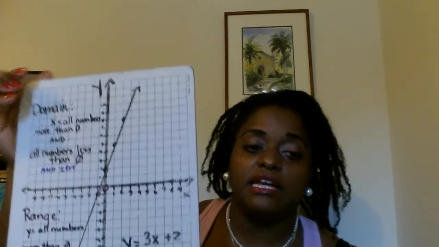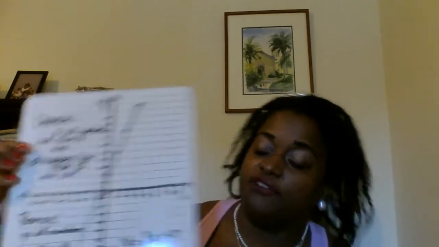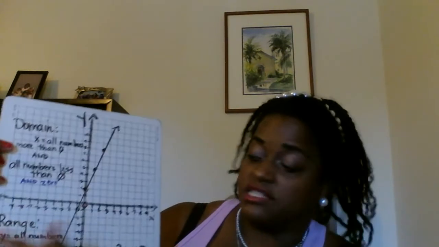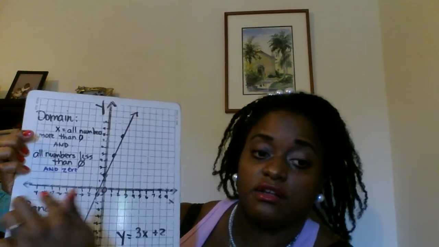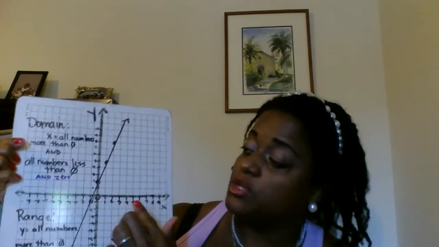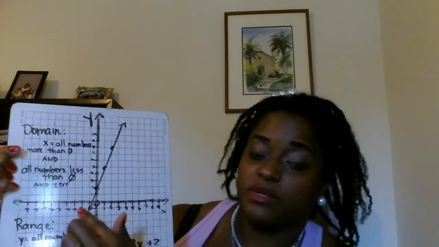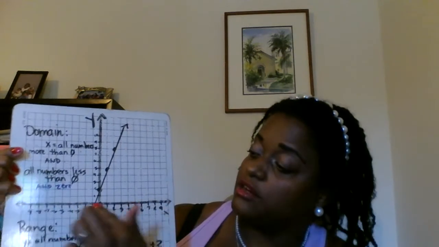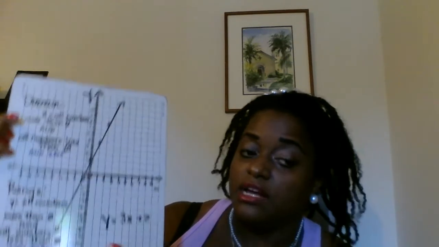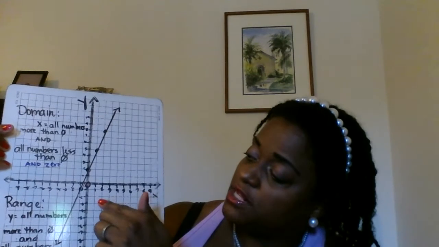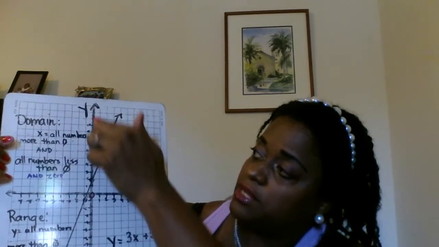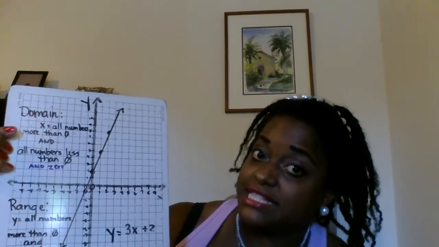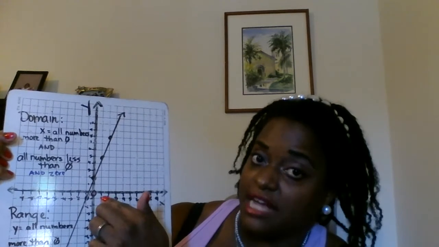So the domain is all the areas that this graph will reach over on the x line. So it will reach over here. It will reach over here too. So the domain is all the x numbers that are greater than 0, that are less than 0, and 0. The range is going to be all the y values that are greater than 0, that are less than 0, and that is actually 0, okay?